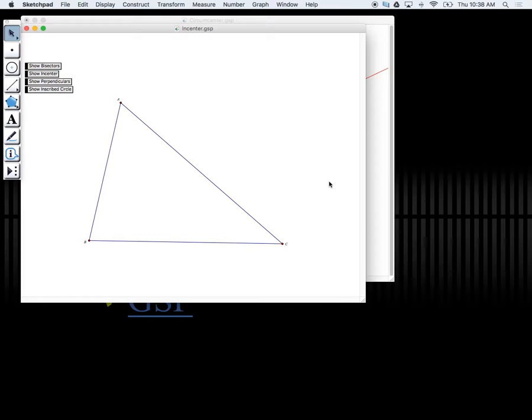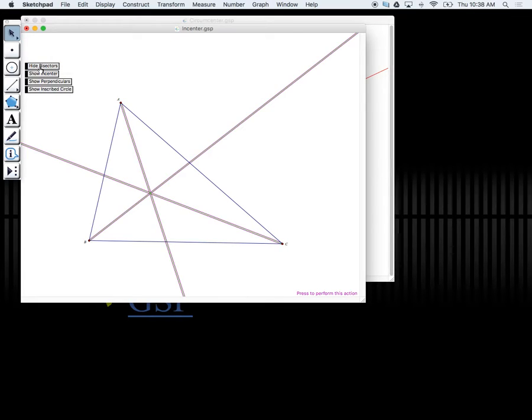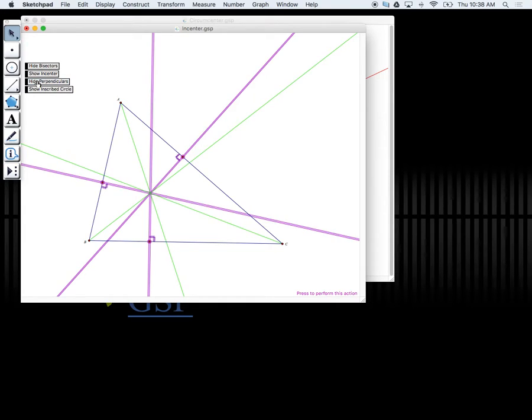Okay, here's the triangle, similar to the one I started before. I show the bisectors. Those are the angle bisectors. They meet at that vertex again, called the incenter. That point is equidistant from the sides of the triangle. So if I wanted to show that, I would show perpendiculars, not perpendicular bisectors, just perpendiculars. And then the last thing is what's called the inscribed circle, which is that guy.